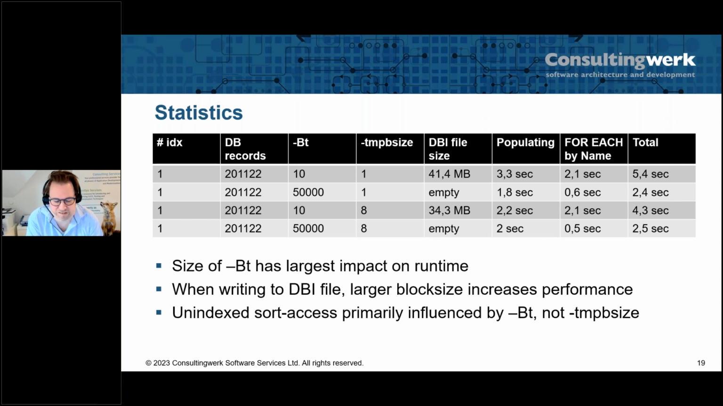The size will actually be 32K on the file system, but that's just the initial size. And the result is that I save 1.3 seconds. So I basically save roughly a third of the runtime. And the unindexed for each by the name field also gets faster.